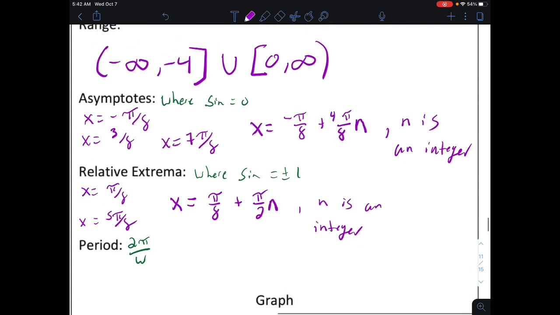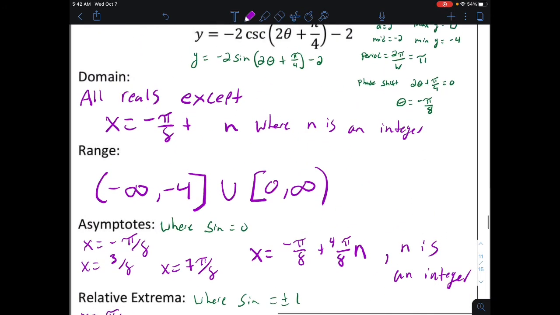Because we'll have the domain of the set of all real numbers except for where we have vertical asymptotes. And so we'll say all reals except for x equal to -pi over 8 plus, I'll simplify the 4 pi over 8, call that pi over 2 n, where n is an integer.